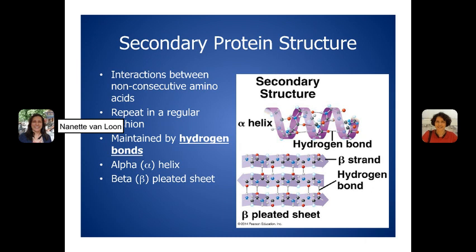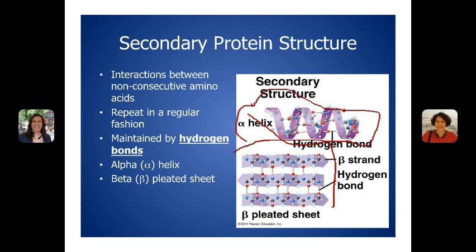Secondary protein structure is superimposed upon the primary structure, and it consists of local areas that are either coiled or folded into specific shapes. It does not comprise the whole protein, but different areas of the protein, and it can be repeated many times. So these two different structures are the alpha helix that we see here on top and the beta pleated sheet we see on the bottom.